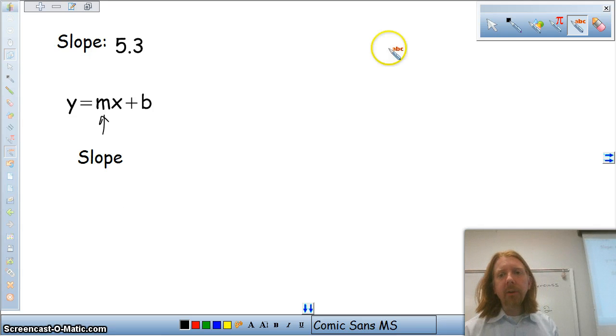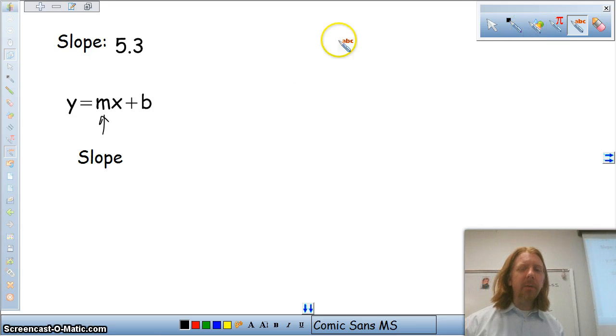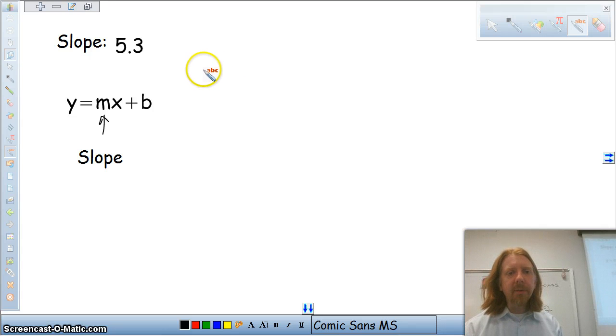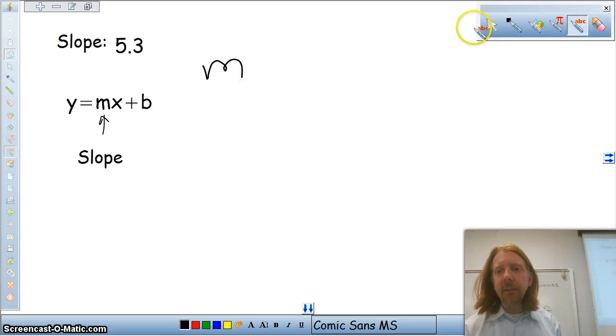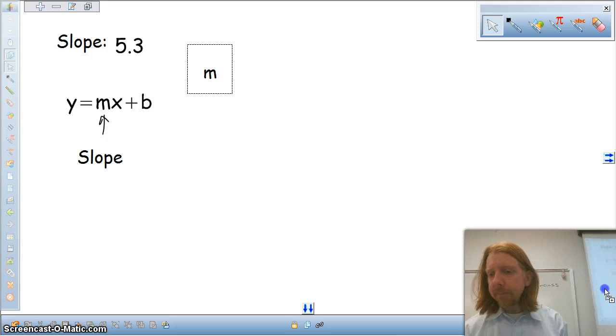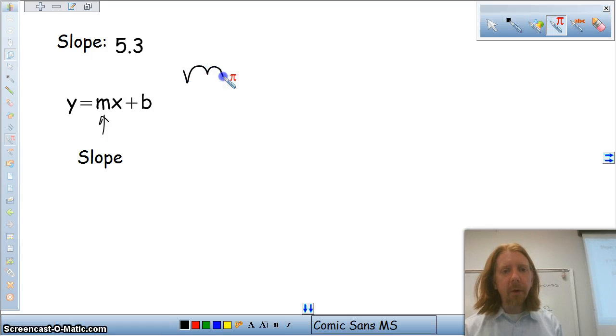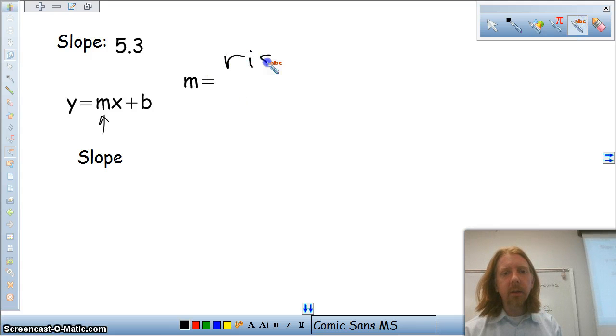The thing about slope, and you may have seen this before, most students have, is that when we define slope, I don't want to use that tool. Let's use this one, the slope. We talk about it as the rise over the run.